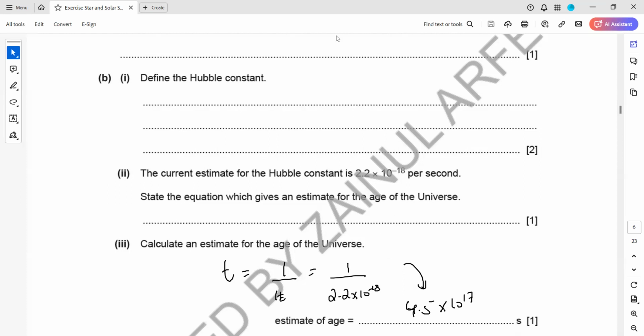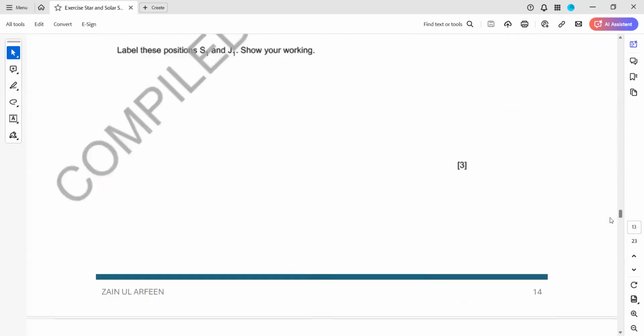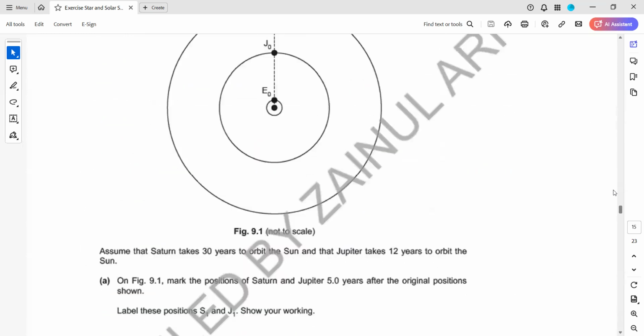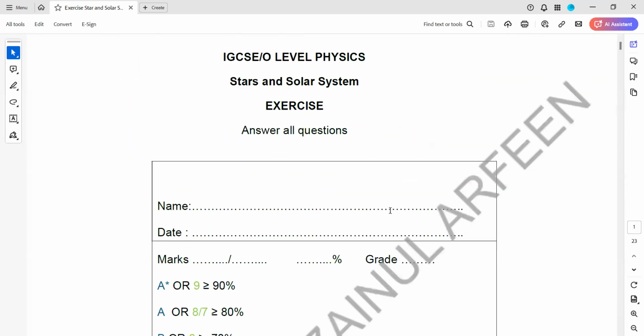So these are some questions, question 1 to question 7, from stars and solar system. There are other questions as well in this exercise, which I will share with you and I want you to solve. We discussed the first 7 questions just so you will have an idea how to attempt this exercise.